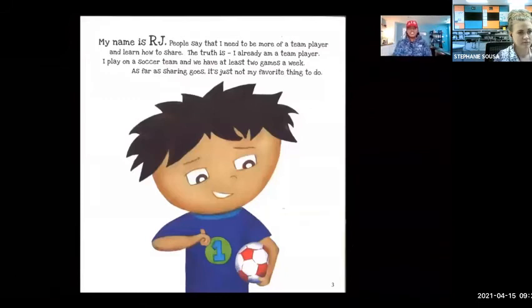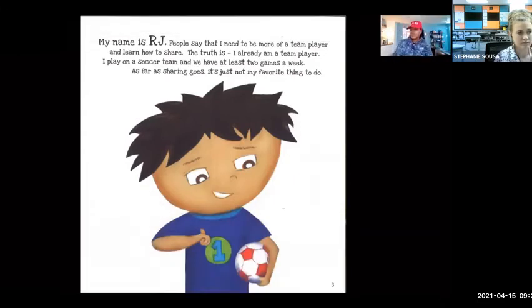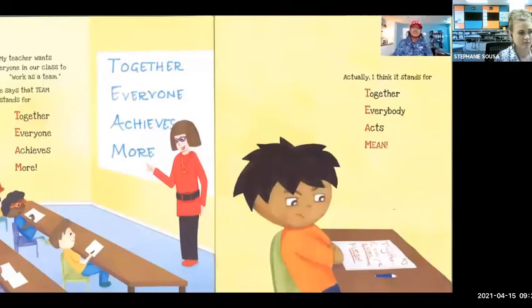Today we will be reading the book, Teamwork Isn't My Thing and I Don't Like to Share. So why don't you come and enjoy this book with me? My name is RJ. People say that I need to be more of a team player and learn how to share. The truth is, I already am a team player. I play on the soccer team and we have at least 2 games a week. As far as sharing goes, it's just not my favorite thing to do. My teacher wants everyone in our class to work as a team. She said that team stands for together everyone achieves more. Actually, I think it stands for together everybody acts mean.